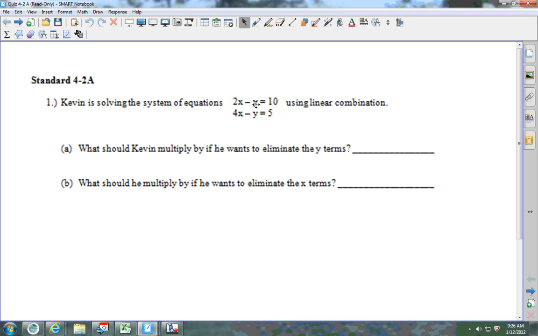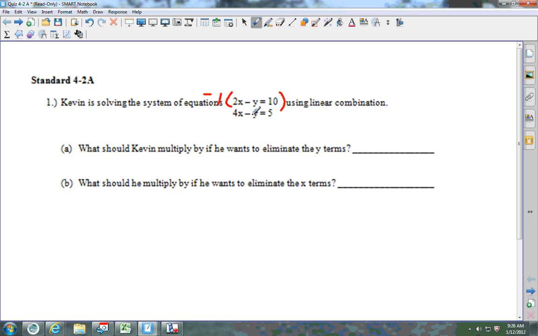So if I look at these y's right here, I need to multiply one of my equations by something. Right now, the y's look exactly the same. What does one of them need to be? One of them needs to be a positive, okay? So how do I get that? I multiply one of my equations by what number? By a -1.